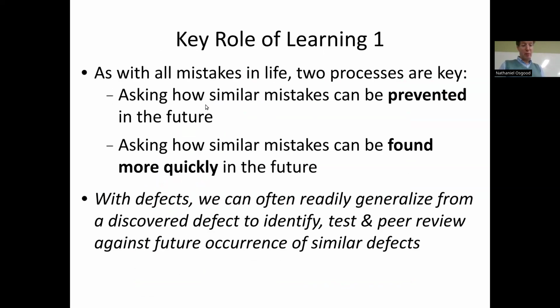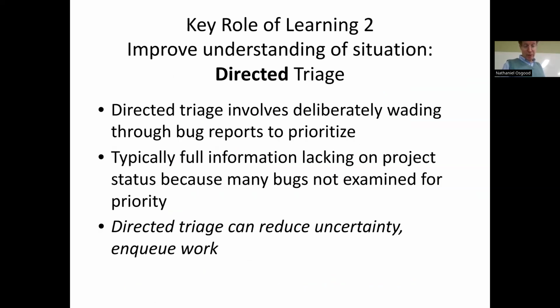They get better and better at what they're doing. So often we can generalize from a discovered defect to find these defects in the code base, identify them and fix them, but we can also prevent similar defects in the future. But there's another form of learning that goes on.